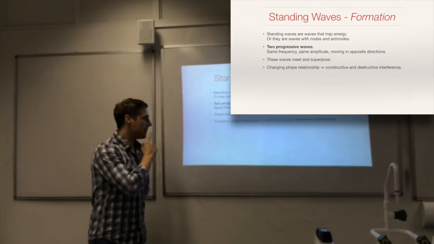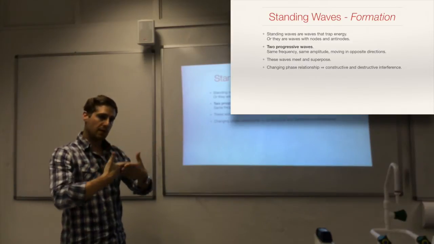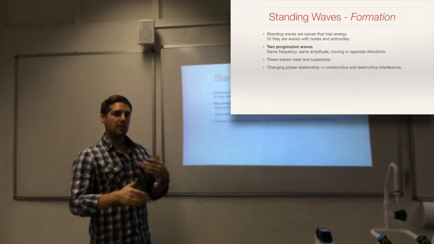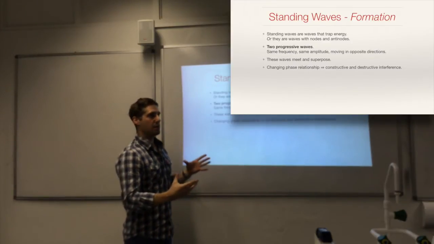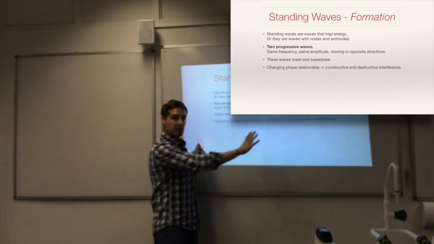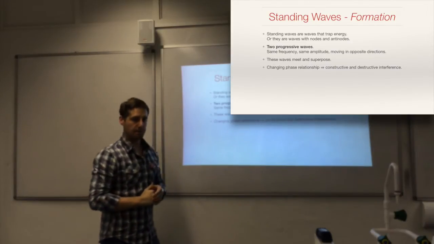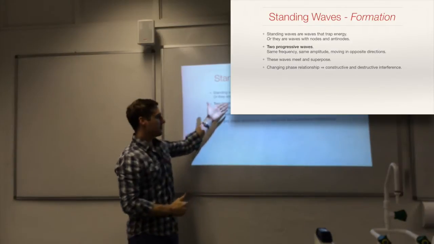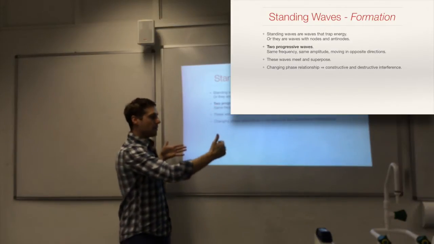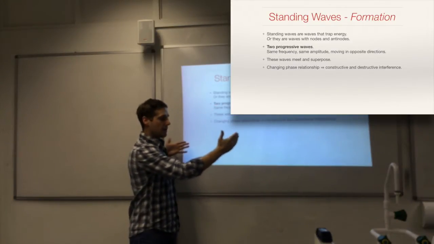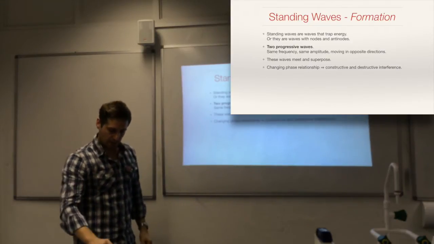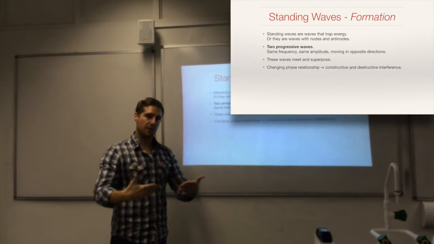The other thing here is that because they're moving in opposite directions, the change in phase relationship happens twice as fast than if, theoretically, you had one wave that was stationary and the other wave was moving past it. Not that you could have that, because obviously we need two progressive waves to form the standing wave, but the change in phase relationship will happen twice as fast, and that's because their relative speed is doubled.